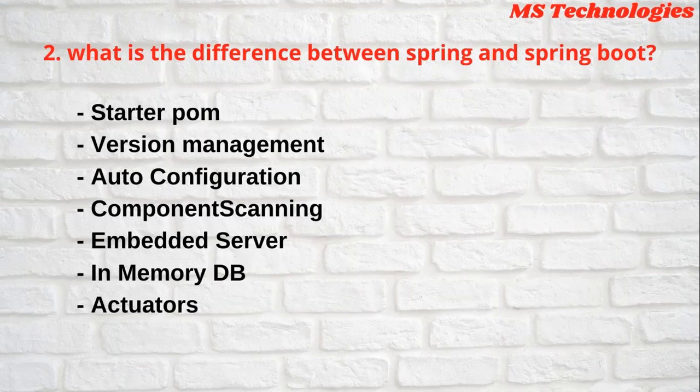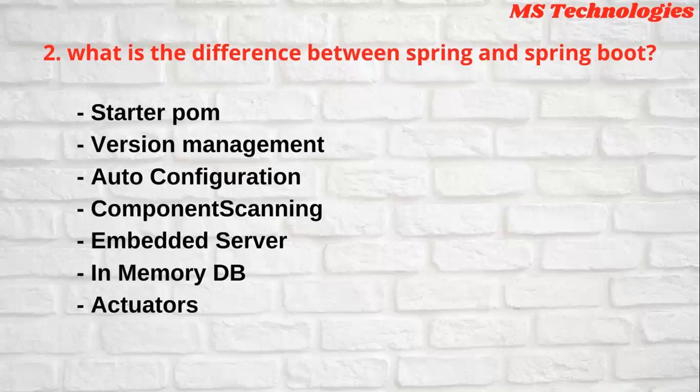In-memory DB. Boot is providing one in-memory database also, which is the H2 database. We can use that H2 database for temporary purposes, and that is not permanent storage. Suppose if you want to develop any POC kind of applications, POC, proof of concept, in that case we can use this temporary H2 database. This is not a permanent DB, this is a temporary DB, right? H2 DB, which is provided by Spring Boot internally.